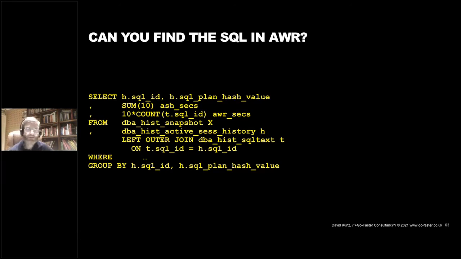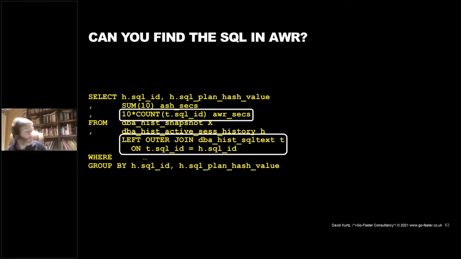I get my ASH data and I join back to DBA_HIST_SQLTEXT by SQL ID. I outer join to see whether I can find that SQL ID for any of my plan hash values. And I've got my SUM(10) counting database time for all of my ASH data, but also I'm going to count what I call AWR seconds. This is database time for which I know the SQL statement.